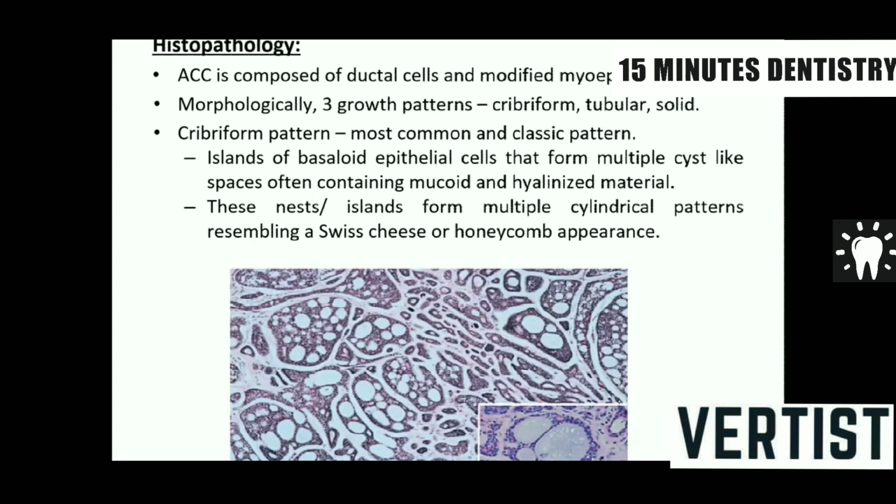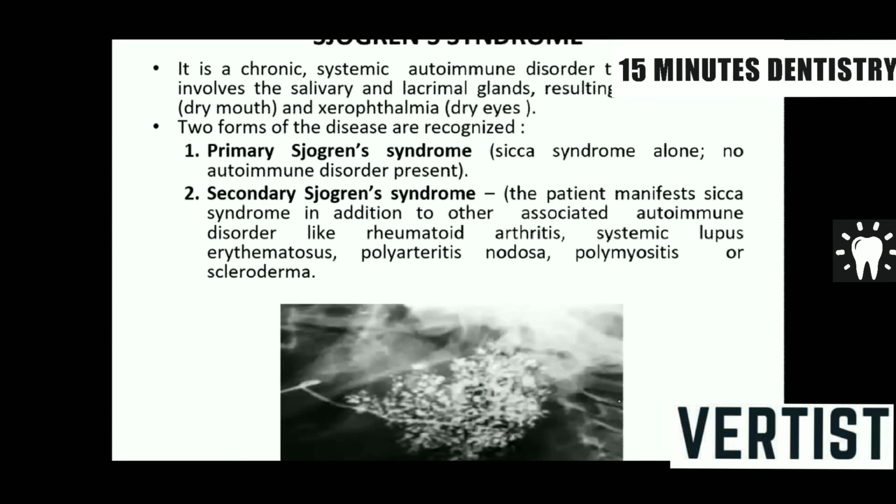Now we will go towards one autoimmune disease which is equally important, Sjogren syndrome, a chronic systemic autoimmune disorder that principally involves the salivary and the lacrimal glands, resulting in xerostomia, that is dry mouth, and xerophthalmia, that is dry eyes. There are two forms of the disease which are recognized: primary Sjogren syndrome, which is also called sicca syndrome, where there are only dry mouth and dry eyes, but no other autoimmune disorder along with that. In secondary Sjogren syndrome, the patient manifests sicca syndrome, and in addition, there is an associated autoimmune disease such as rheumatoid arthritis or SLE or polyarteritis nodosa.